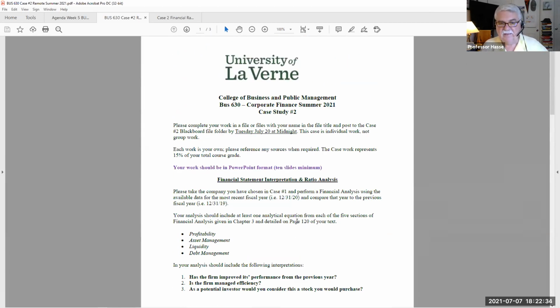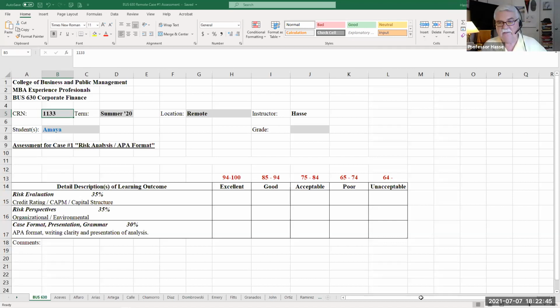And I'm going to be grading this very similar to how I graded case number 1. Let me show you. I gave each and every one of you an Excel file with key points of how I assessed your data. Each one of you has this file in your grade center with your grade and how I ranked it. There were 3 rankings in case number 1: risk evaluation, risk perspectives, and the overall format and presentation of your work. Grammar, did you have page numbers?